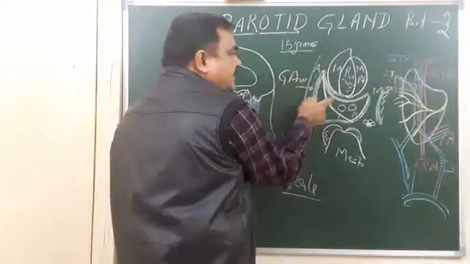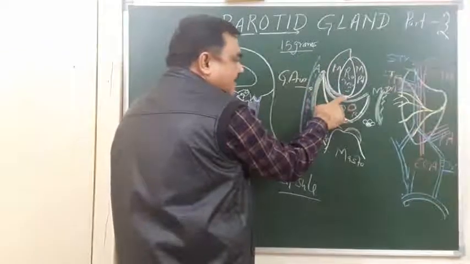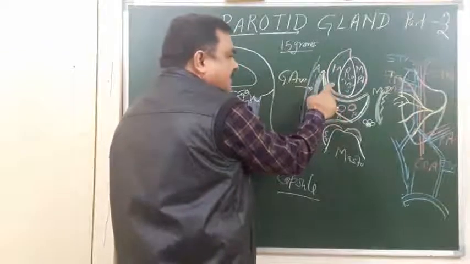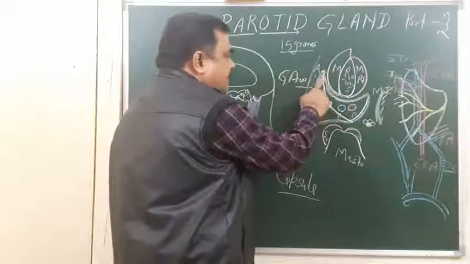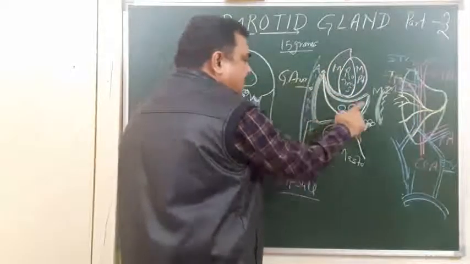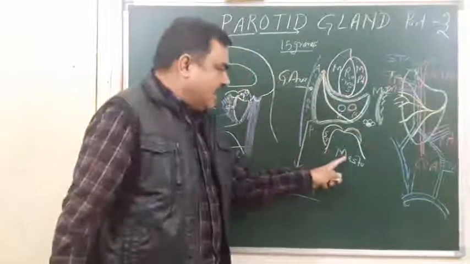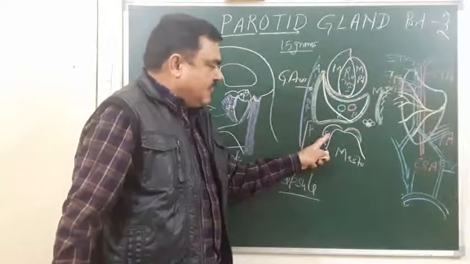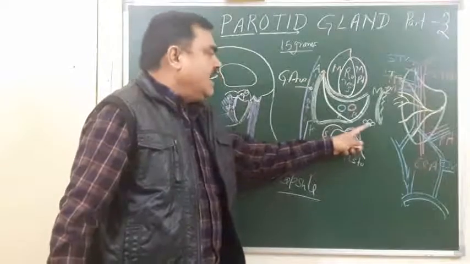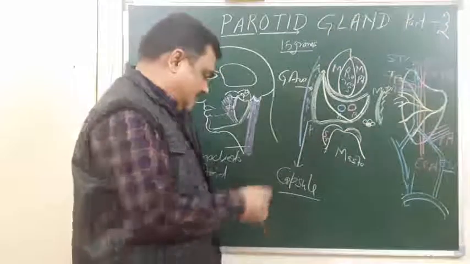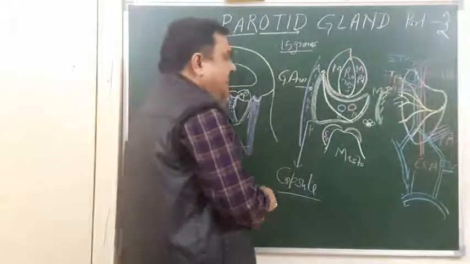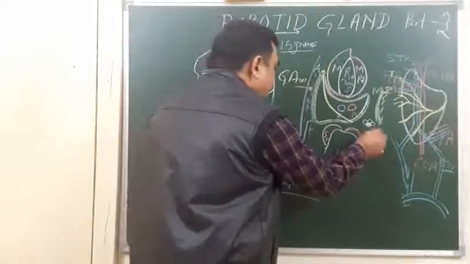The anteromedial surface is related with the posterior border of the ramus of the mandible, masseter, and medial pterygoid muscle. This is the posteromedial surface, which is related with the mastoid process, sternocleidomastoid, posterior belly of digastric, and here is the styloid apparatus. So these structures are present here. Here is also the internal carotid artery.